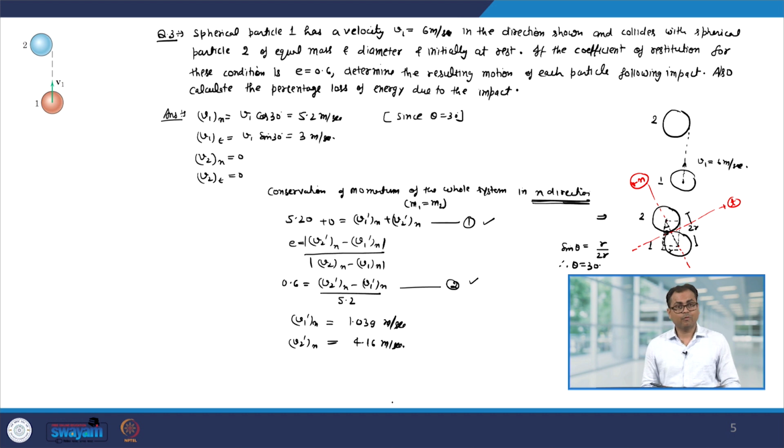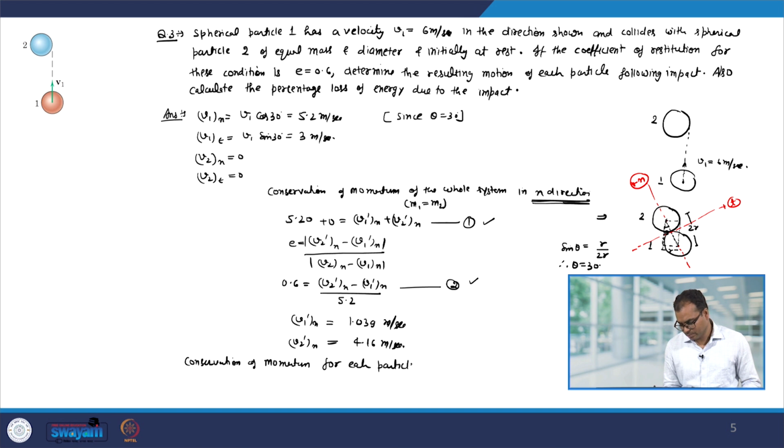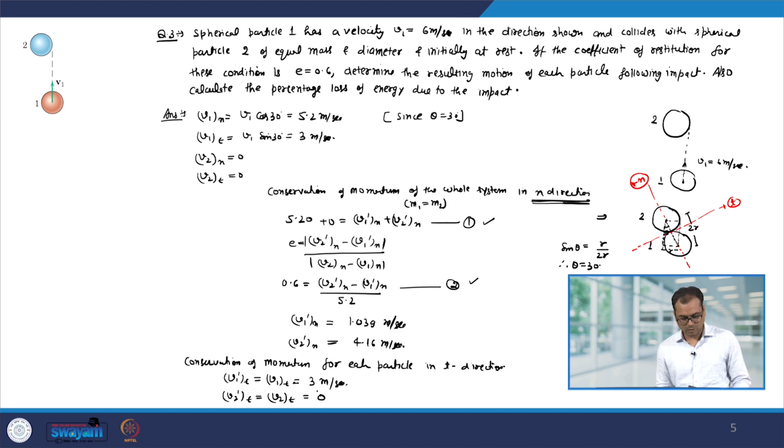Now, the conservation of momentum for each particle will hold in the t direction. So, since the masses are equal, m will get cancelled. So, v1 prime t equal to v1t, and v1t is already known. So, therefore, v1 prime t becomes 3 meter per second, and v2 prime t equal to v2t, and v2t is 0. So, therefore, this is 0. So, from here I can find out the magnitude of v1 prime and the direction of v1.